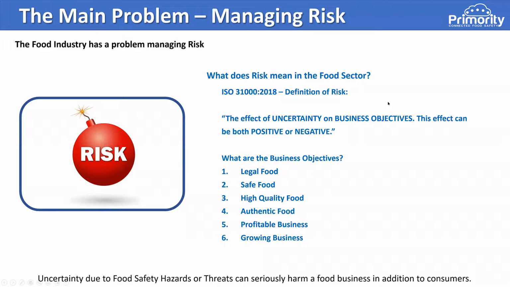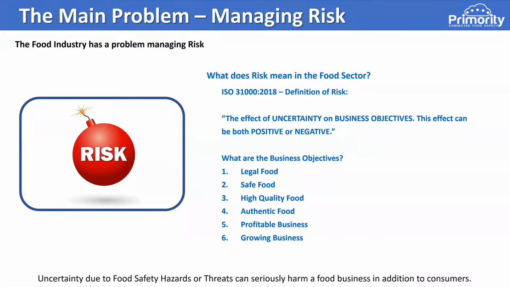ISO 31000:2018's definition of risk is the effect of uncertainty on business objectives. That can be quite a general term. This effect can be both positive or negative, and yet we all think about risk as being negative, and it's certainly treated as negative in the majority of cases. The business objectives from a food perspective are going to be safe, legal food, high quality, authentic food, especially from a HACCP, VACCP, TACCP perspective. But of course, a business has to be profitable and it has to be able to grow.